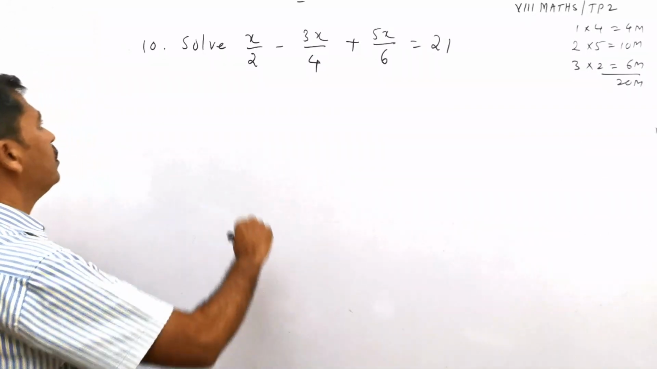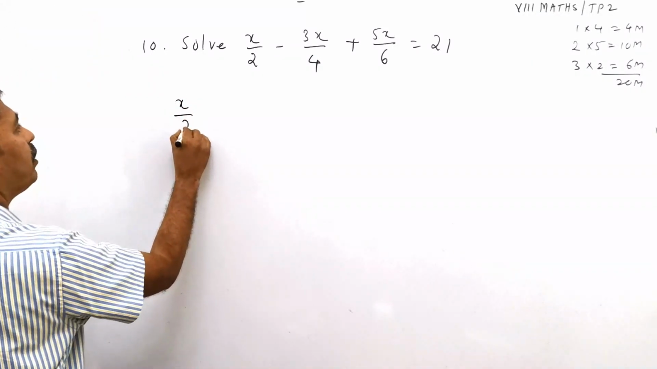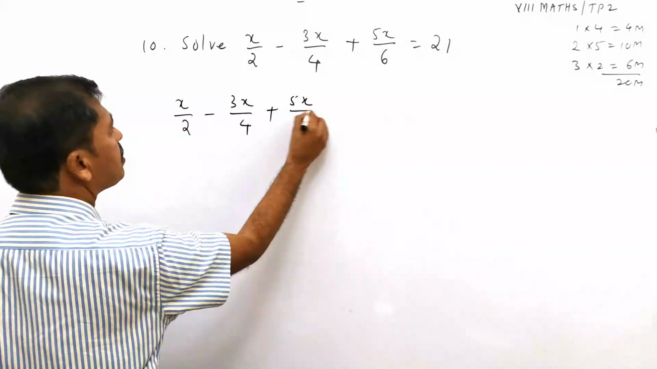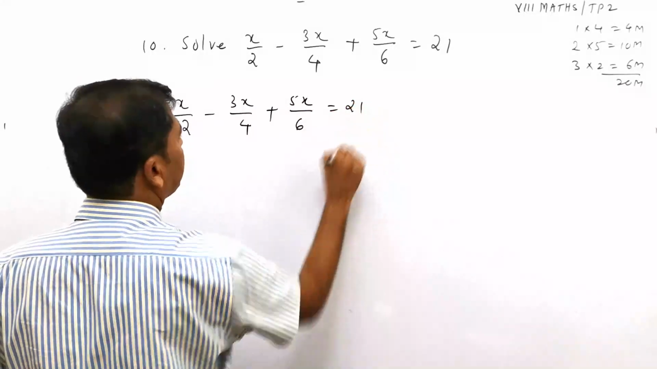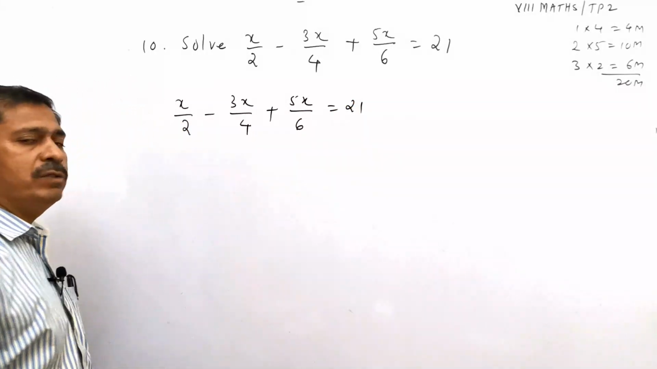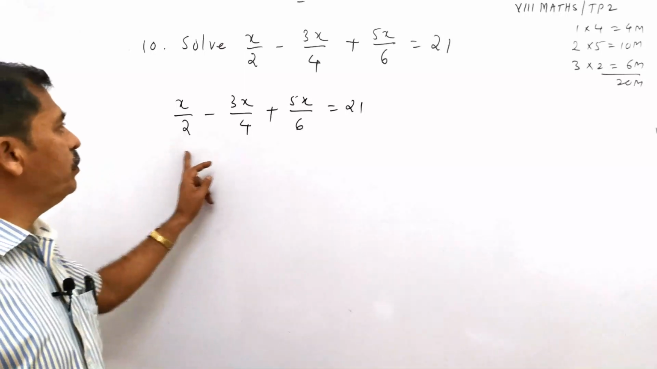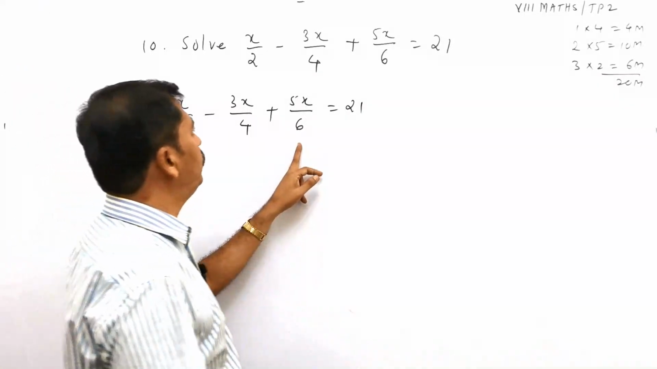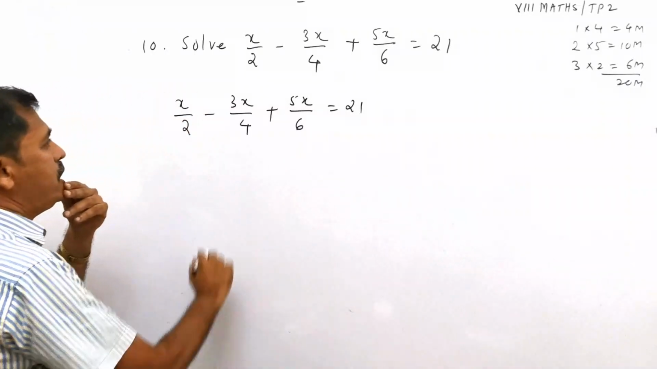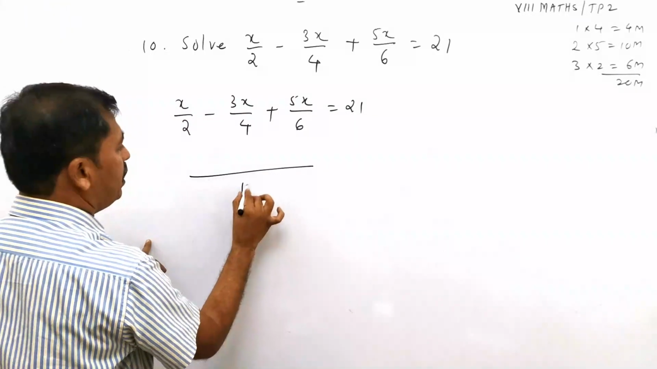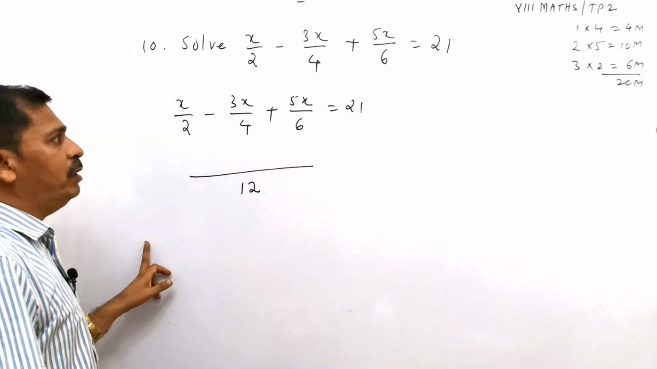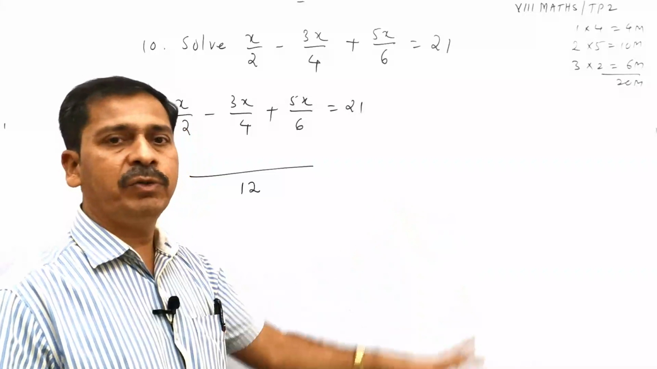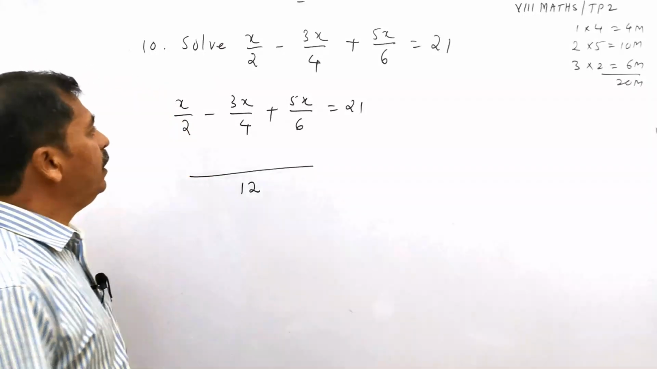Question is to solve this. x divided by 2 minus 3x divided by 4 plus 5x divided by 6 is equal to 21. See what to do. So first work is to take LCM. The LCM of 2, 4, 6 is 12. So 12 is the LCM here. You can calculate by the manual method or any shortcut method you can use here. Okay.